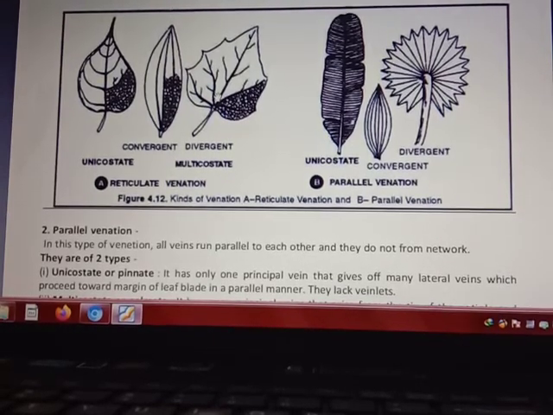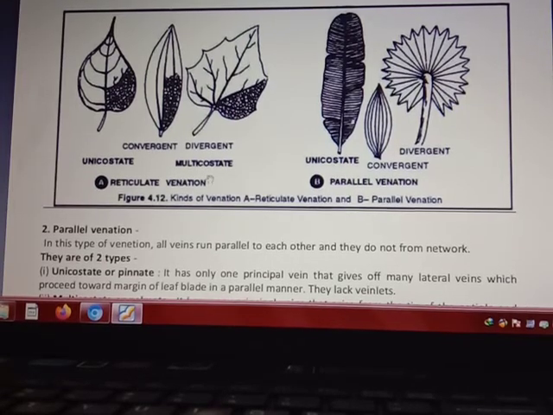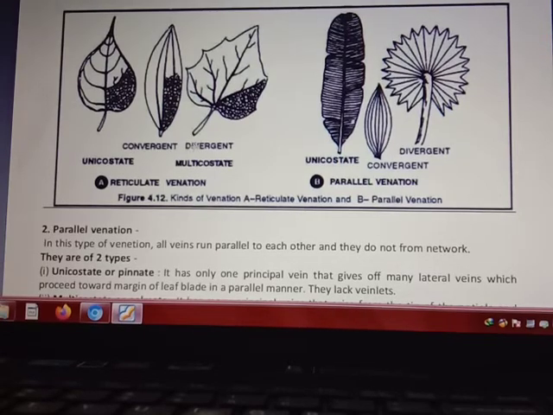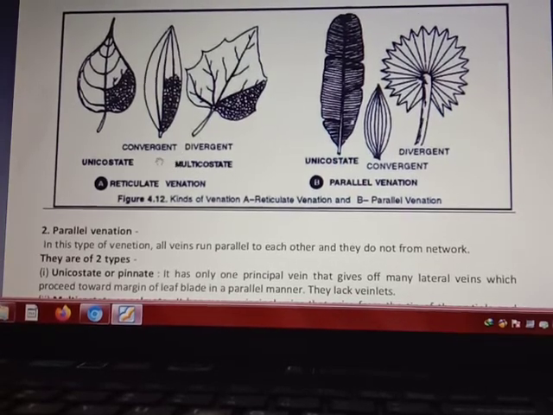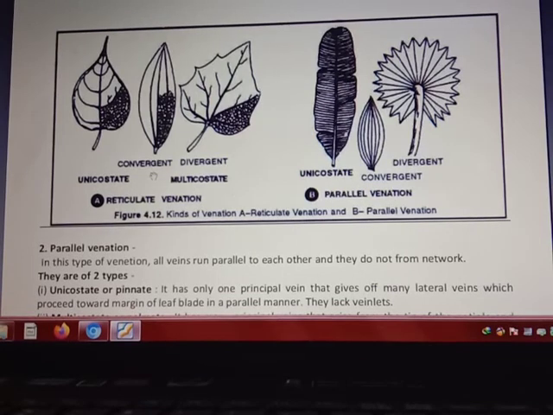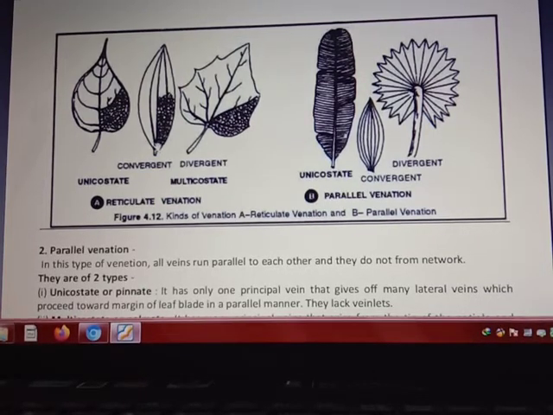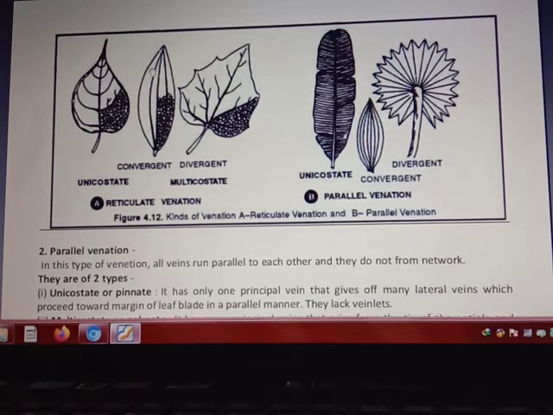Now this multicostate venation is again divided into two types: one is convergent, the second is divergent. Convergent means to collect. You can see here all the midveins are arising from the base, from this point, and going towards the apex. But at the apex, all of these collect at one point. They are converging, coming close.